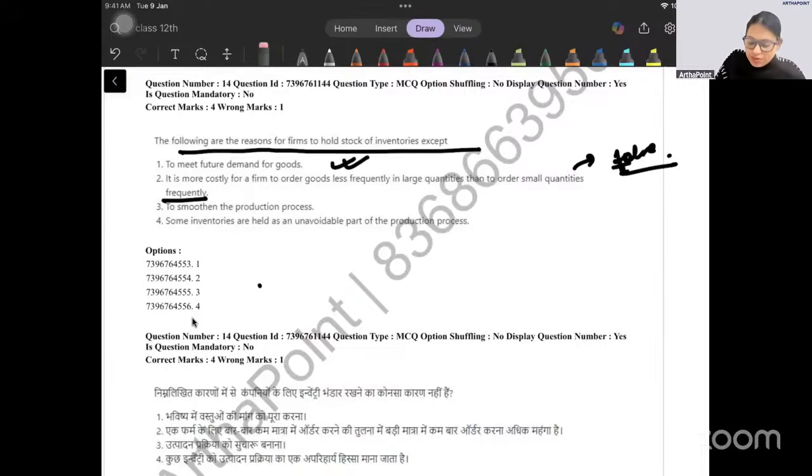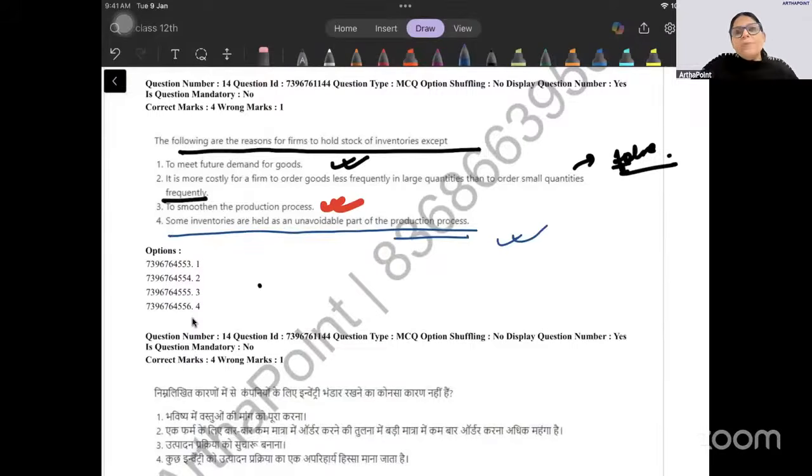To smoothen the production process, हाँ, so that there is never a situation कि demand तो है पर उसकी supply नहीं हो पा रही है. So this is making sense. Some inventories are held as unavoidable part of production process, हाँ. So sometimes, for example, if I have a raw material which is coming from US या UK, ठीक है, तो I know that there can be many trade wars, there can be some other situation. तो वो unavoidable part को हटाने के लिए I will already keep the inventories in place, right? So all of you who have answered 2, that is the correct answer.